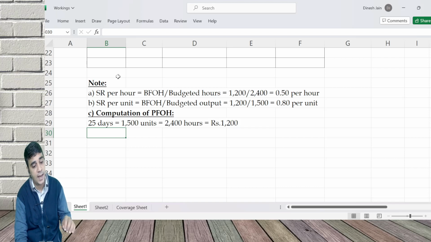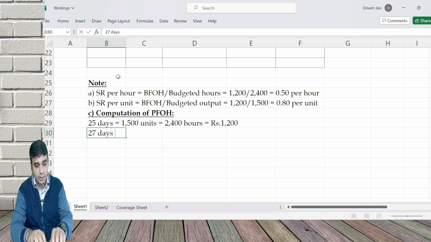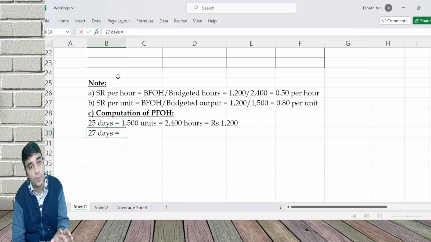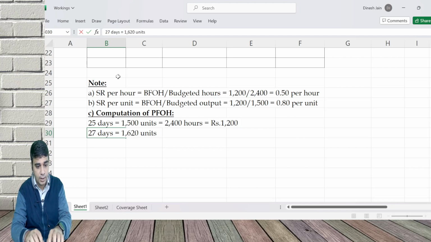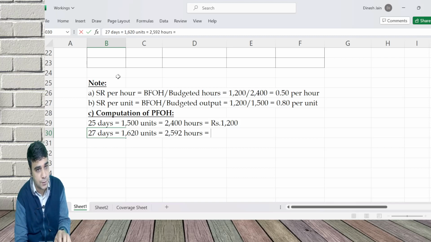How many days did we actually work? 27. If 25 is equal to 1500, what is 27? If 25 is equal to 2400 hours, what is 27? If 25 is equal to rupees 1200, what is 27?